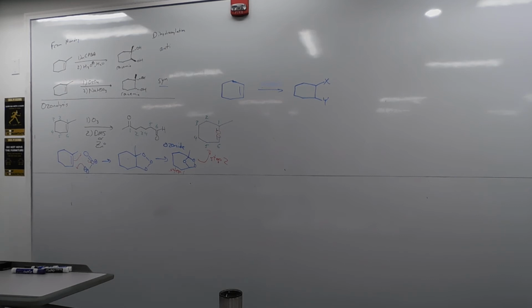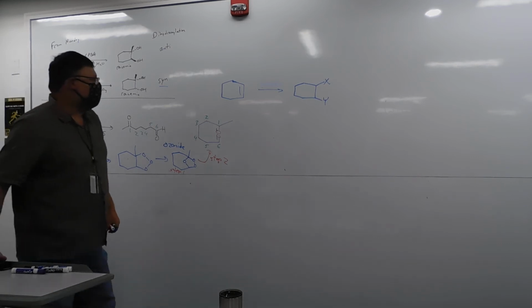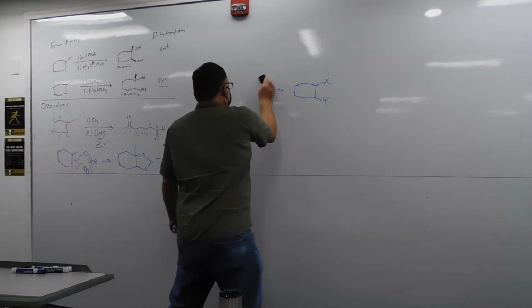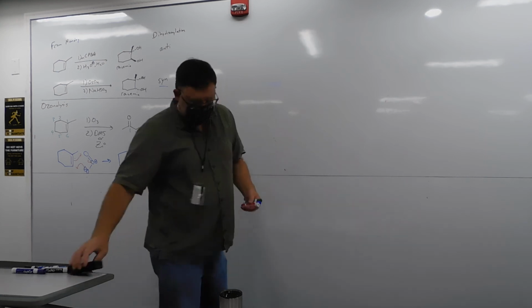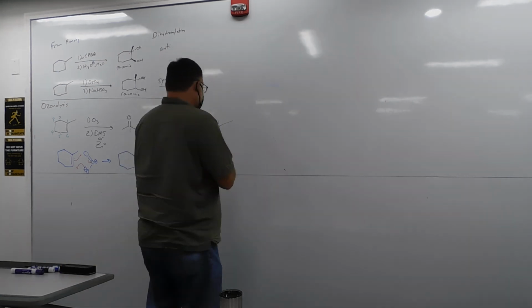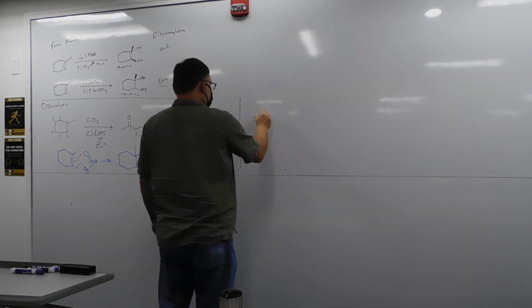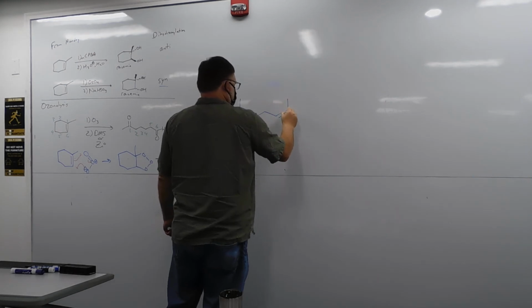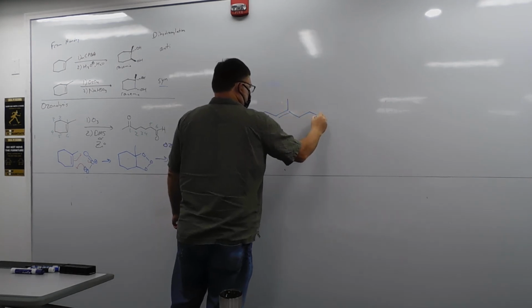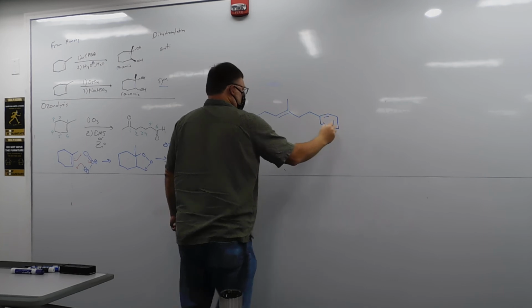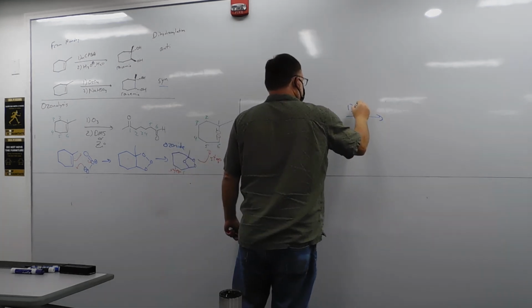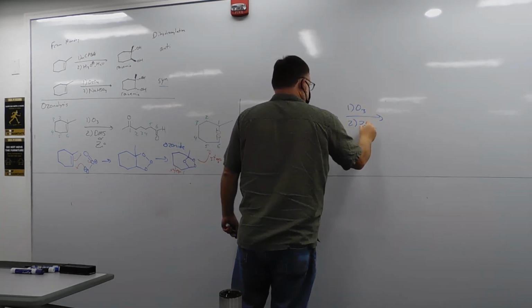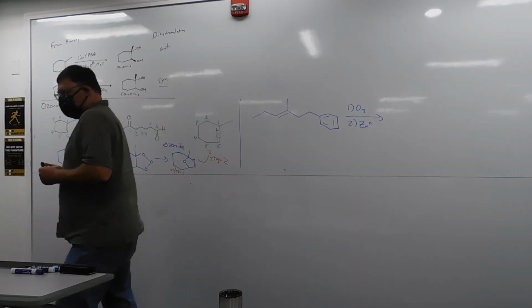So if it's not in a 6-membered ring and you have an alkene, will the molecule always split? Yeah. So let's do one where, if it's not a ring, that's important to know. All right, predict the product of that reaction.